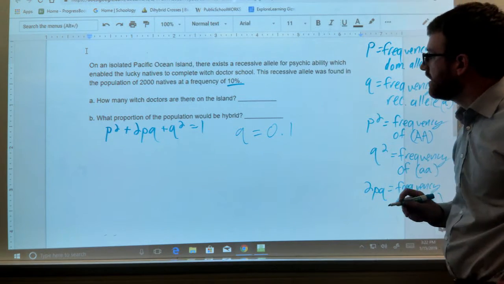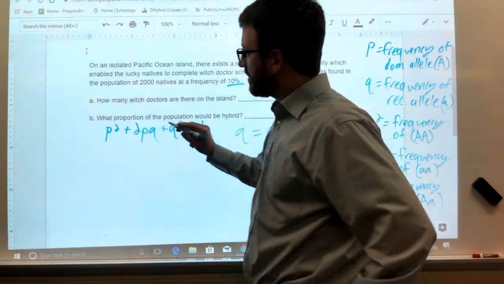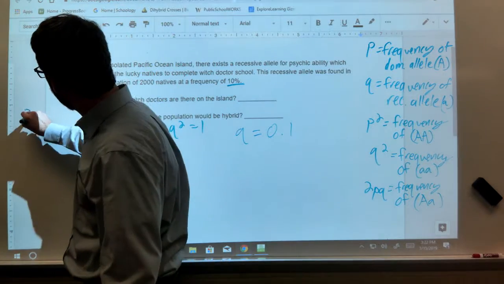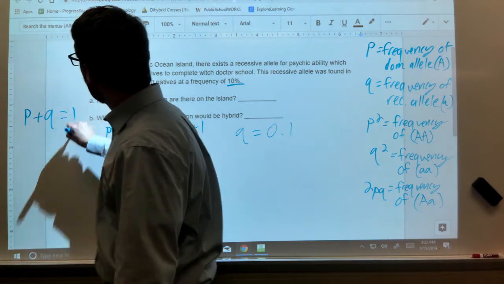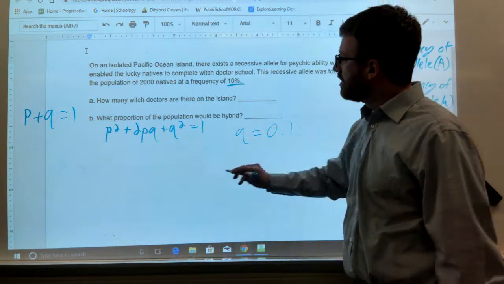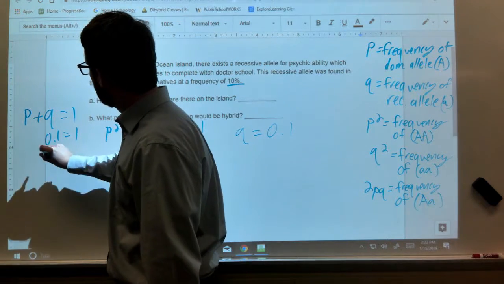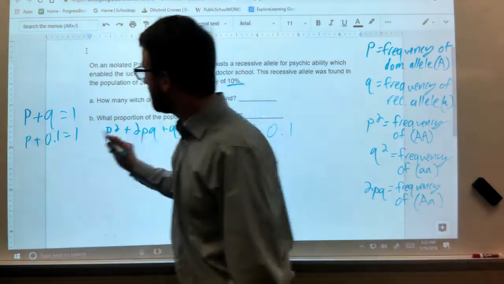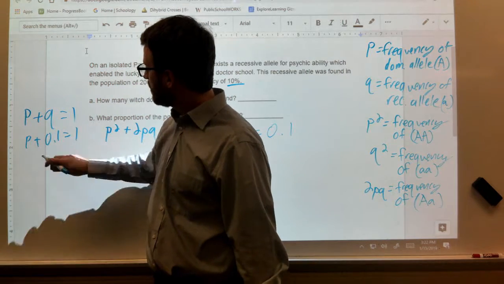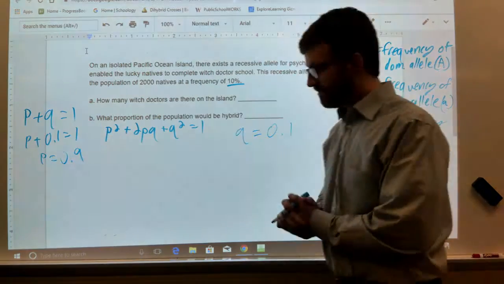0.1. Okay. Another piece of information that's really important here, let me write this off to the side: p plus q will also always equal 1. So if we have q, we can put that into the equation here. p plus 0.1 equals 1. So you can subtract 0.1 on both sides to get p by itself, and you get p equals 0.9.